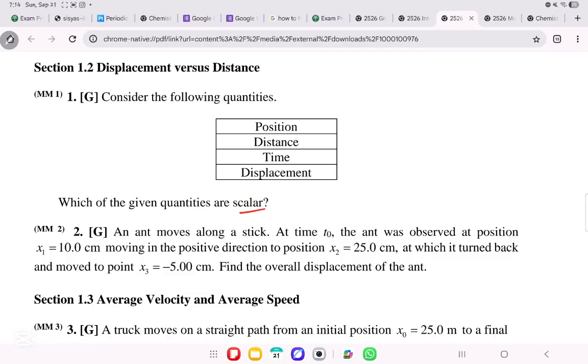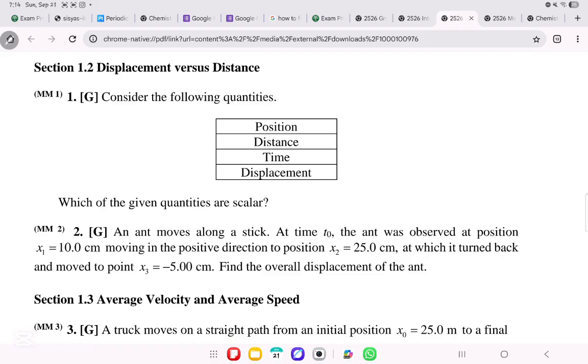Scalars have only a magnitude and no direction. Position can be positive or negative, so that means it is a vector quantity, right? Distance, on the other hand, is a scalar quantity because it does not have a direction. It cannot go positive or negative; it's an absolute value always. Time as well is a scalar quantity as it does not have a direction. And last but not least, displacement is a vector because it has both a magnitude and a direction.